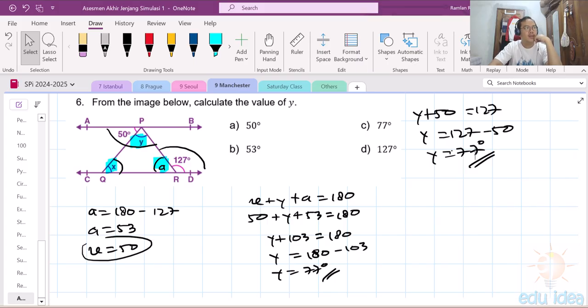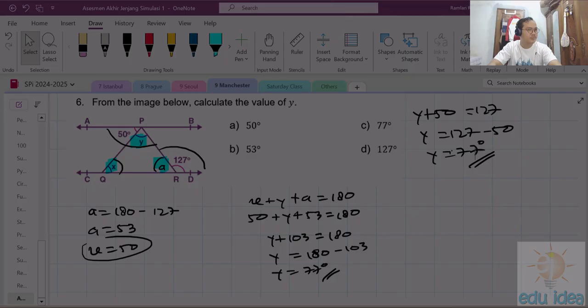Okay, let's go to number 7. Number 7 is about ratio.